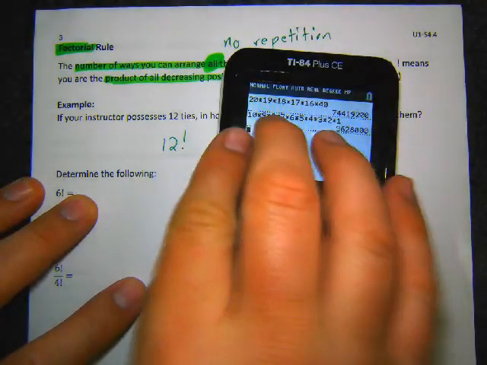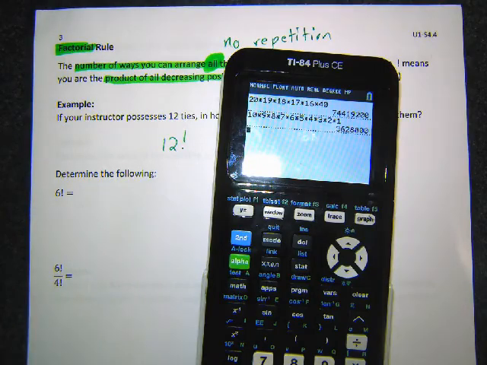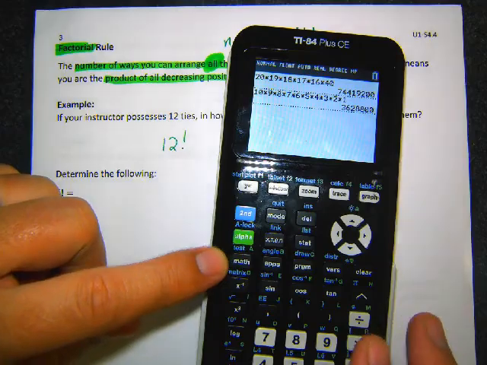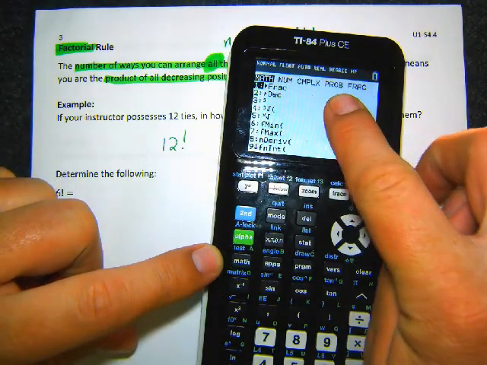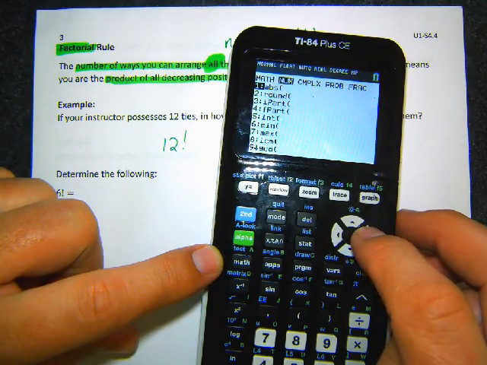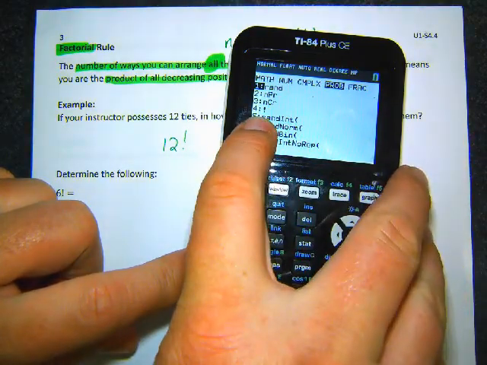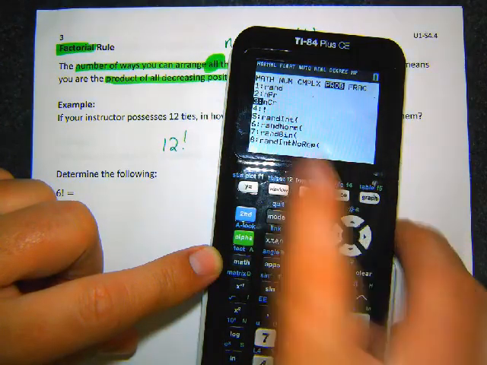Instead of just having to sit here and multiply 12 times 11 times 10 times 9 all the way down, there's a button, the math button right here. It's really nice because the math button has a probability option. So if you go to the right until you're highlighting probability, you'll see that there's some things here, including a factorial. So option number 4 is the factorial.